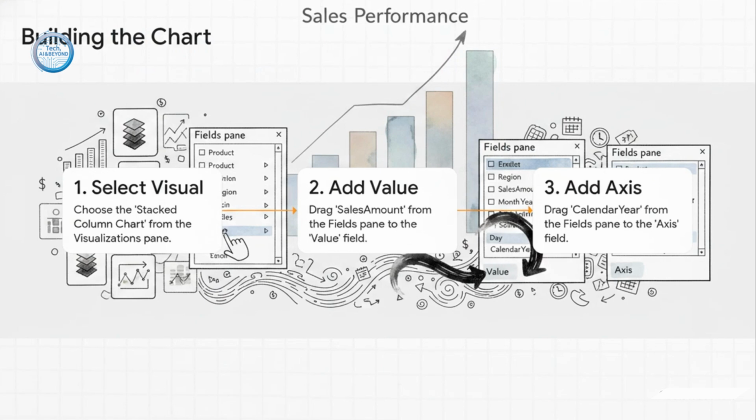It's literally a three-step process. First, we click on the column chart visual we want. Second, we find our sales amount field and just drag it over to the value well. Third, we grab calendar year and drag it to the axis well. And boom, just like that. In less than 10 seconds, we've built a visual that directly answers our manager's question. That's the power of having a good model.